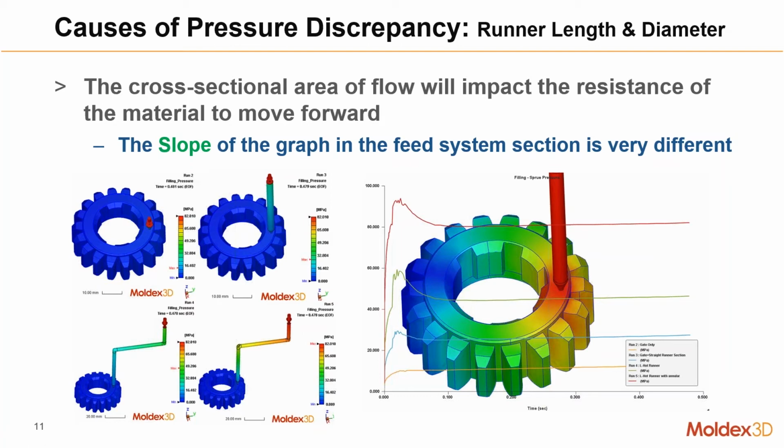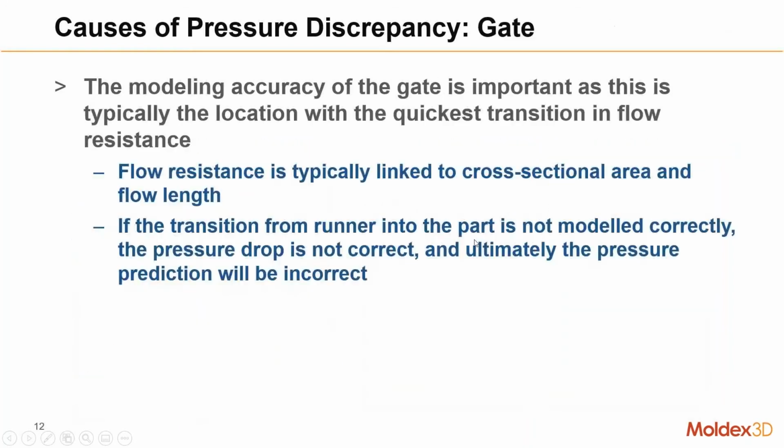So if I'm running a simulation and I'm trying to compare the results from simulation to reality, I want to make sure that my entire runner system is modeled, not just a portion of it, because the pressure drop through the entire system is going to impact not only the sprue pressure curve, which is what we're focusing on here, but also the ability of the part to pack out and ultimately your warpage as well. So we want to make sure that our model is as complete as possible with all of the information that we need to give to make sure that the simulation is as close to reality as we can get it.